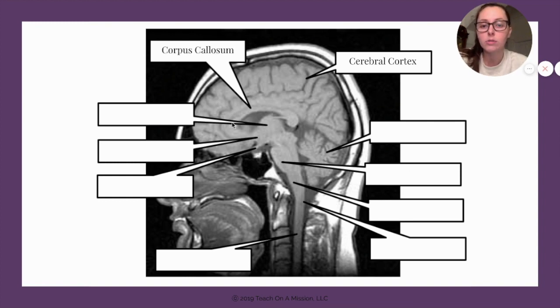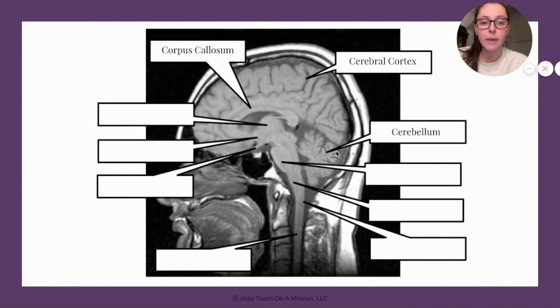We have our corpus callosum. So if you look at this kind of archway, this band, this kind of thick curved area right there, that's the corpus callosum. And that is the part of the brain that connects the left hemisphere to the right hemisphere and allows for messages to be sent across hemispheres. So those neurons can send a message from the right hemisphere to the left and the left to the right.